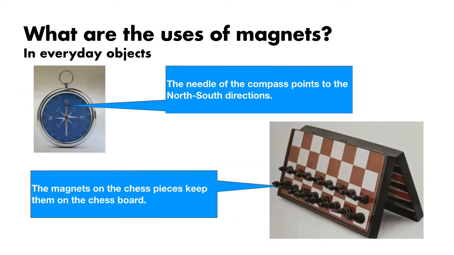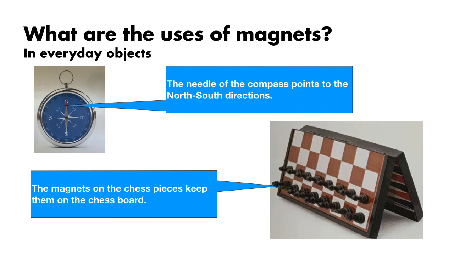Things that we actually use magnets for. We use it in a compass to tell you the direction, right? The needle of a compass always points to the north and the south direction. We also use magnets in our toys. Remember, you have some toys that actually work on magnets.